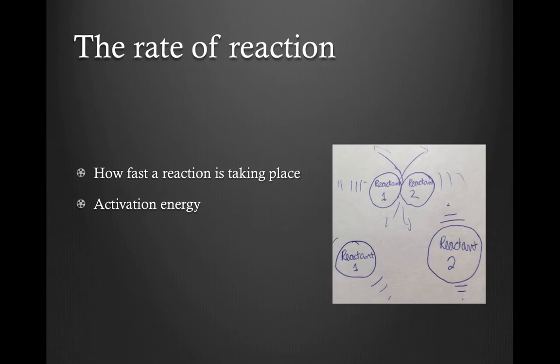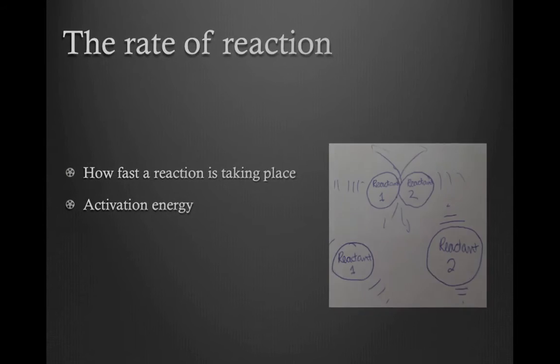Because you have particles moving around a reaction vessel, and when they collide, they increase the system's free energy. If this energy is above a certain value, called the activation energy, the reaction takes place. Hence, we want to make sure the maximum number of particles overcome the activation energy to increase the rate of reaction. And this can be done in several ways.